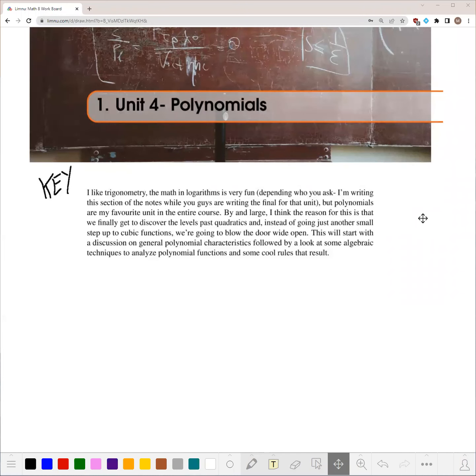Hey, it's unit 4. We're talking about polynomials, and that's pretty cool. I really like this unit, but for the first video here, we're going to do, there's my dog yawning. We're going to do sort of like an overview.